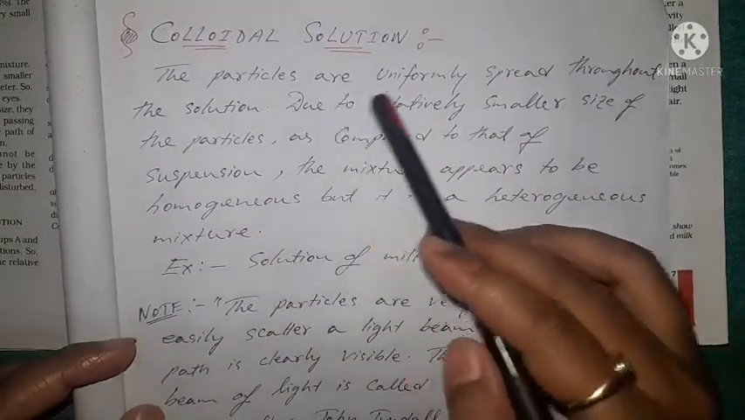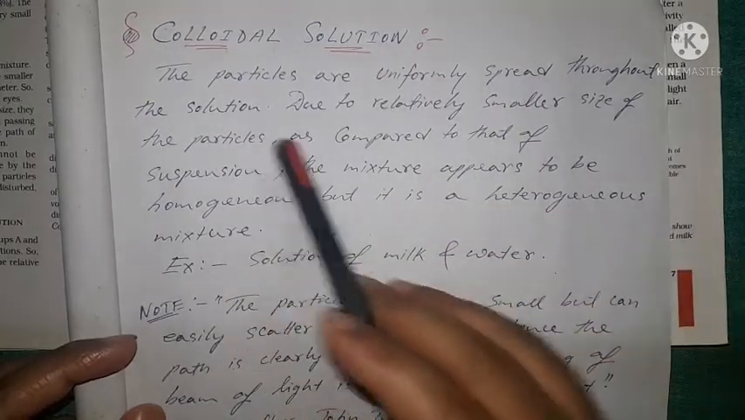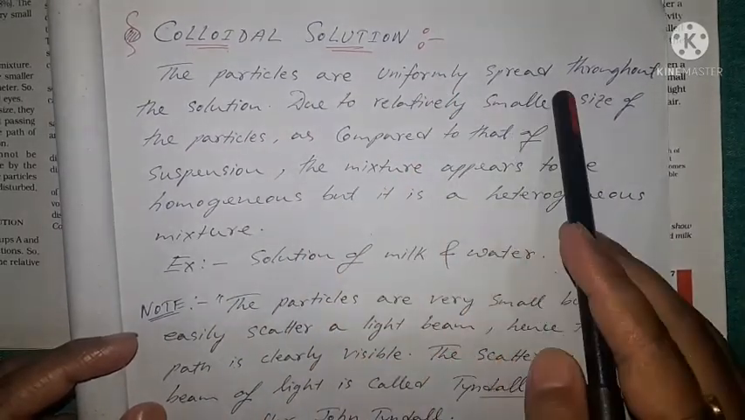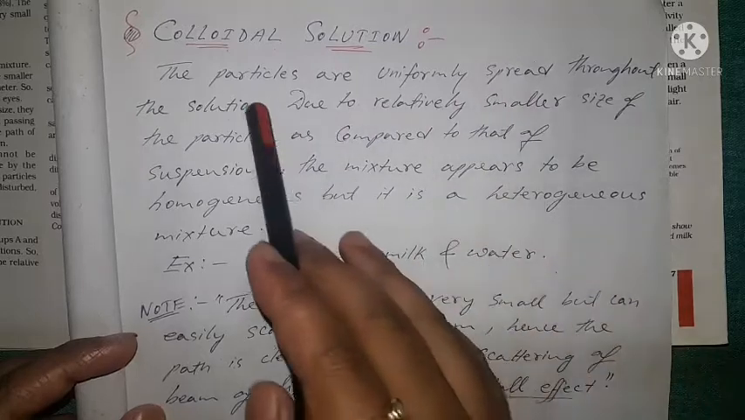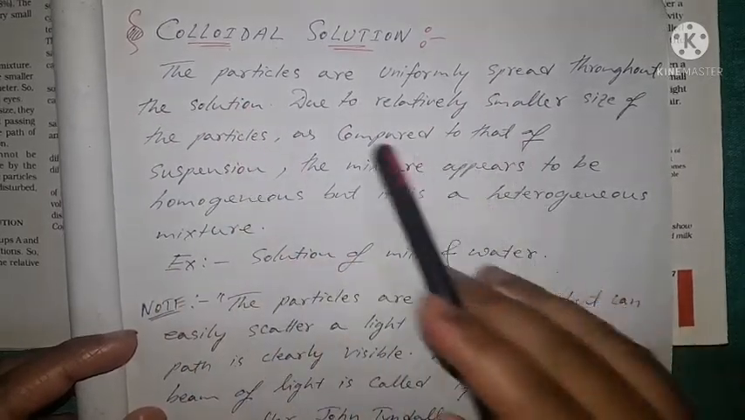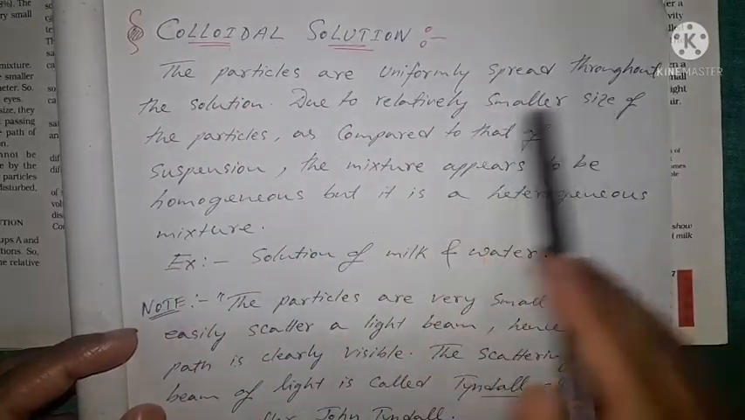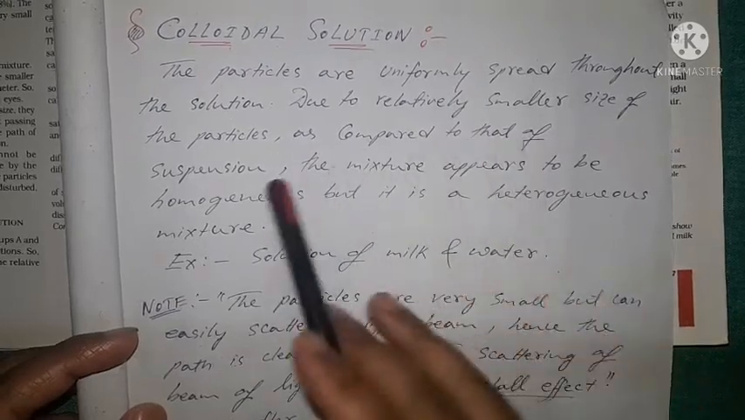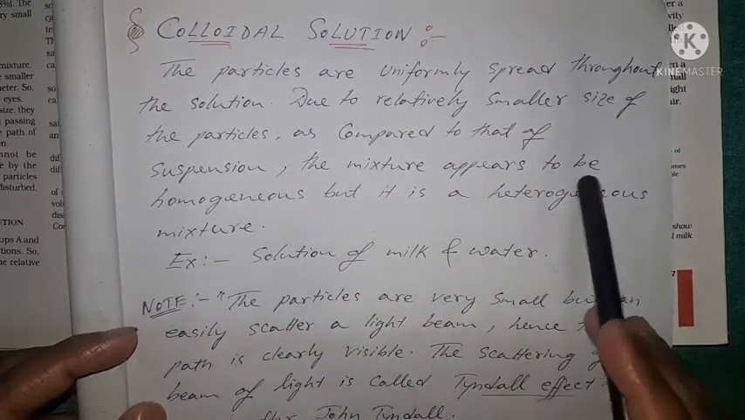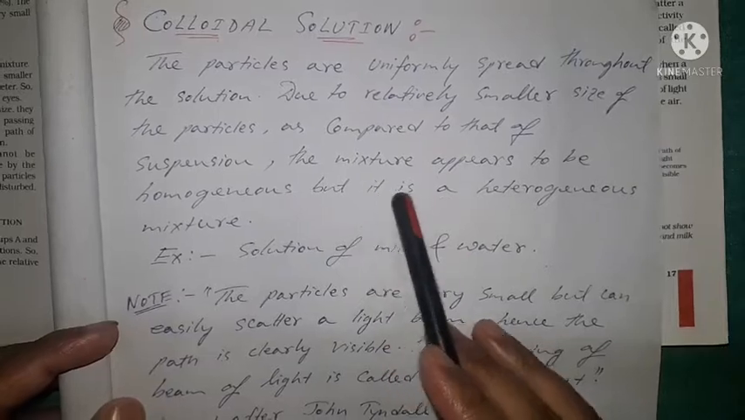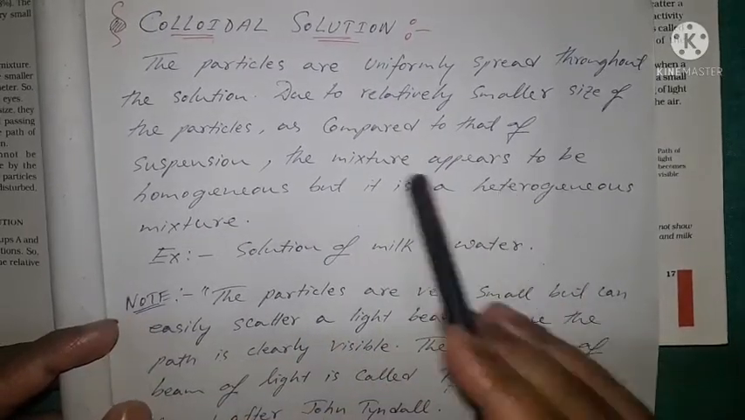The particles are uniformly spread throughout the solution. In a colloidal solution, the particles are uniformly spread throughout the solution. So due to the relatively small size of the particles as compared to that of the suspension, the mixture appears to be homogeneous, but it is a heterogeneous mixture.